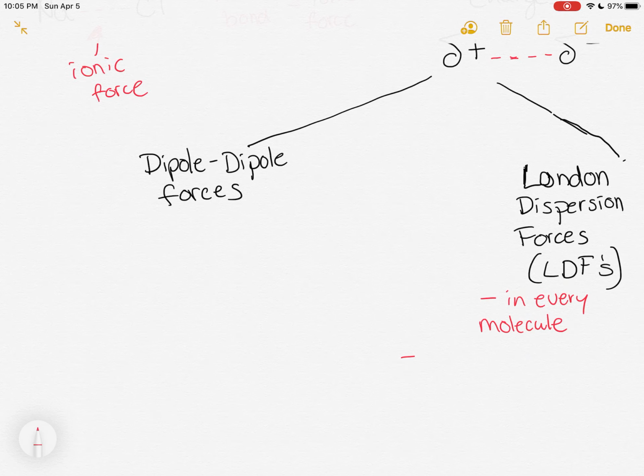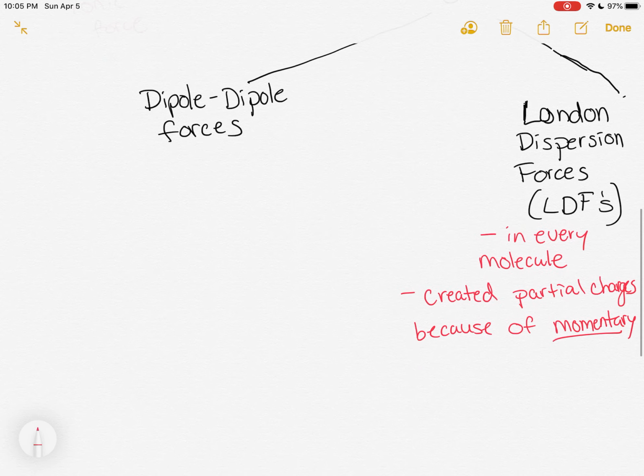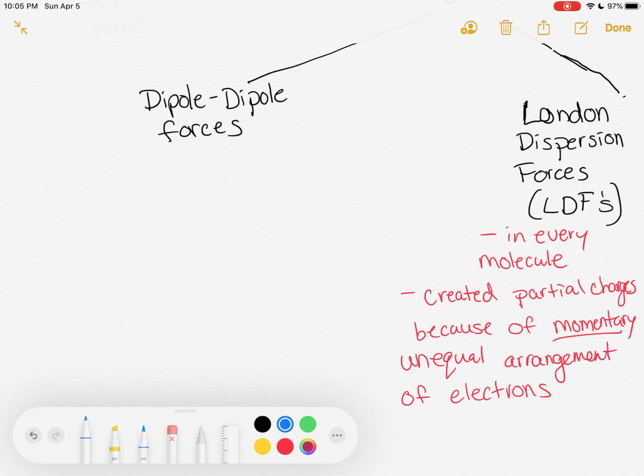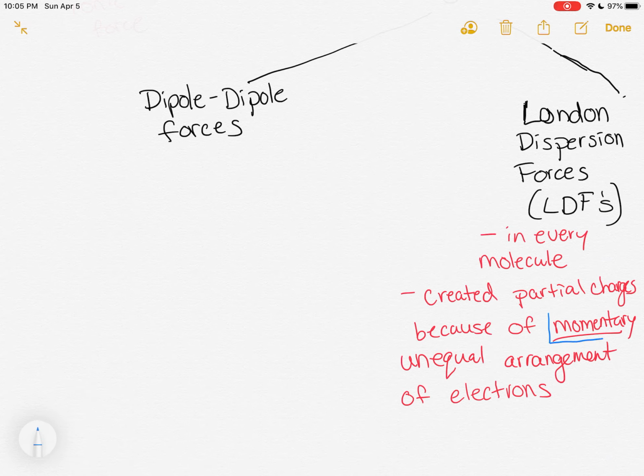And it's because London dispersion forces create partial charges. So we have created partial charges because of a momentary unequal arrangement of electrons. Key words in this is that it only lasts for a very small period of time, so it is a momentary unequal distribution or arrangement.